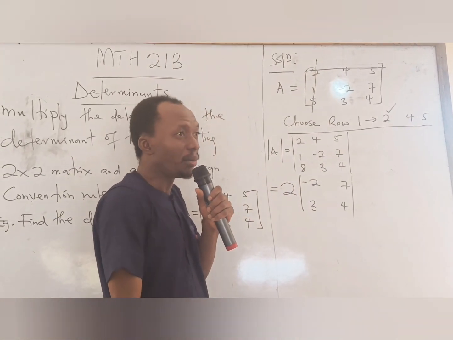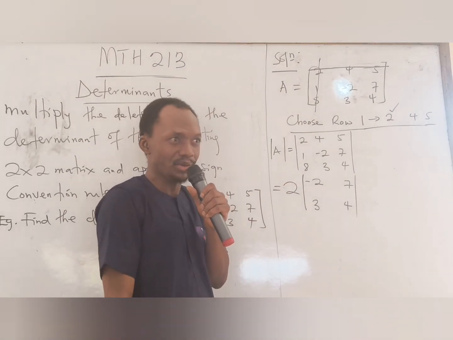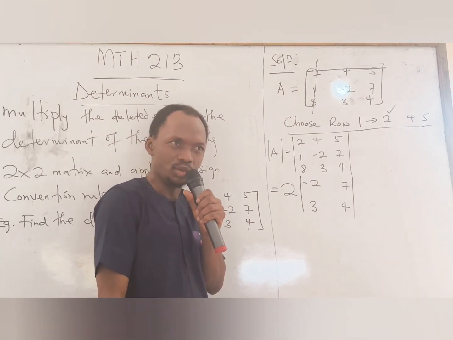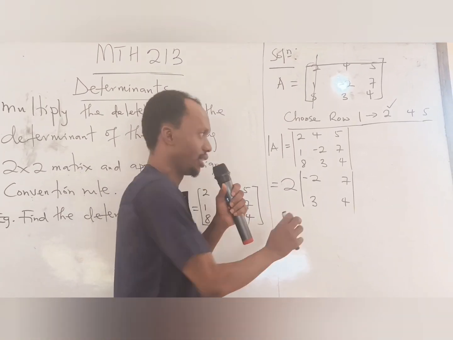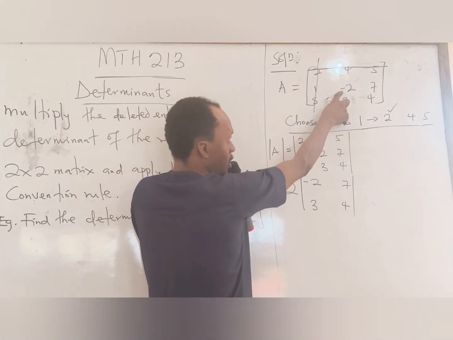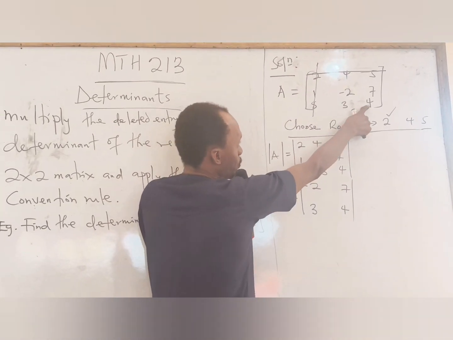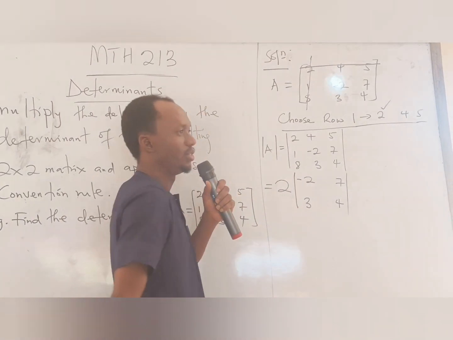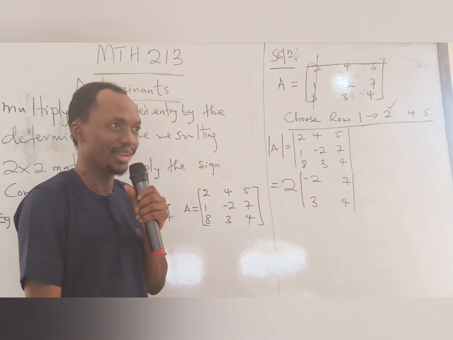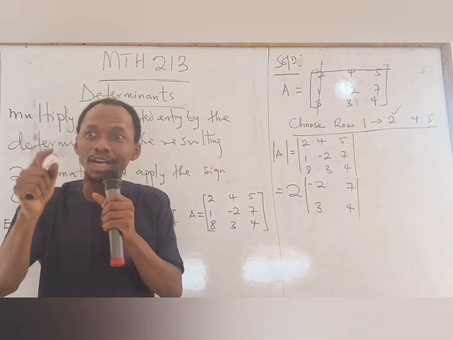When you delete, some numbers will be left that are not deleted. Can you see those numbers? They will follow each other. So write it down like we have written: -2, 7 and 3, 4. That's the meaning. Then you come to your sign convention.